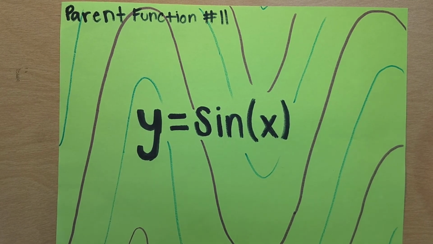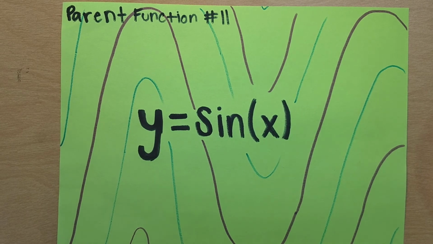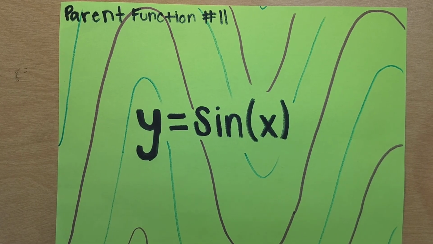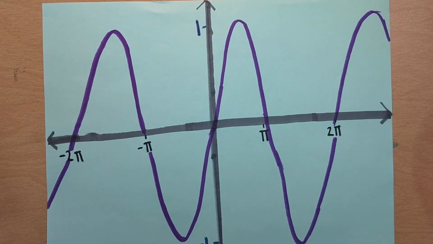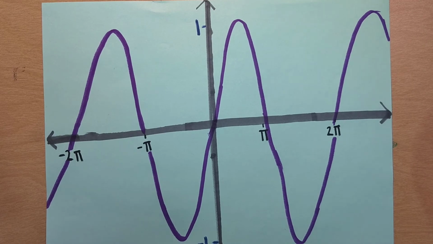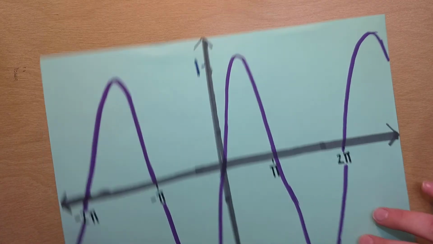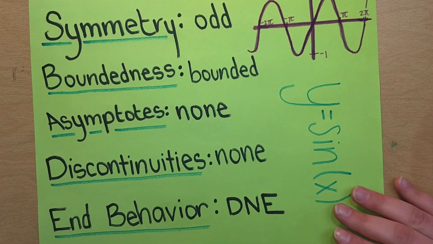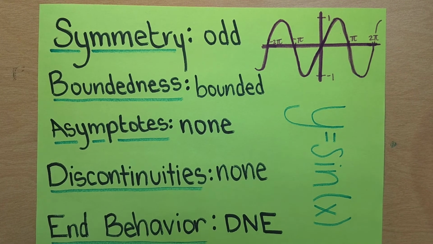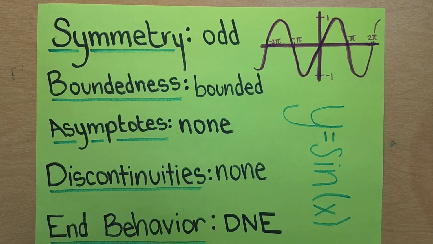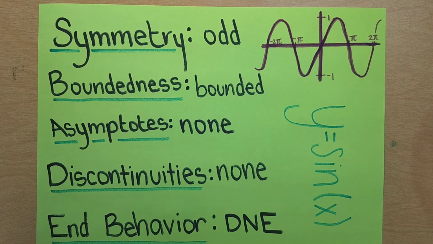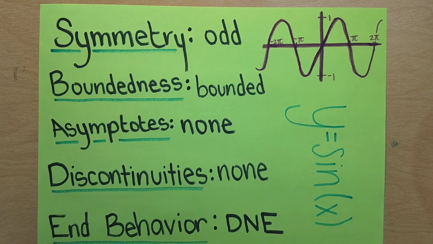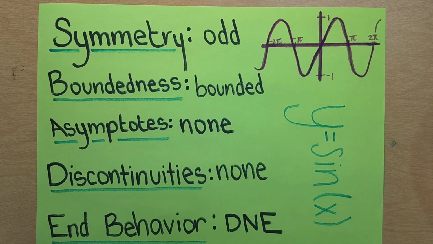Parent function 11 is the sine function, which is y equals sine of x. This is what the function looks like on the graph. Notice how the x-axis intervals are labeled with pi. First, the symmetry is odd because you can take any point and flip it over the x and y-axis, which will result in the new point being in the same location as another point on the graph.